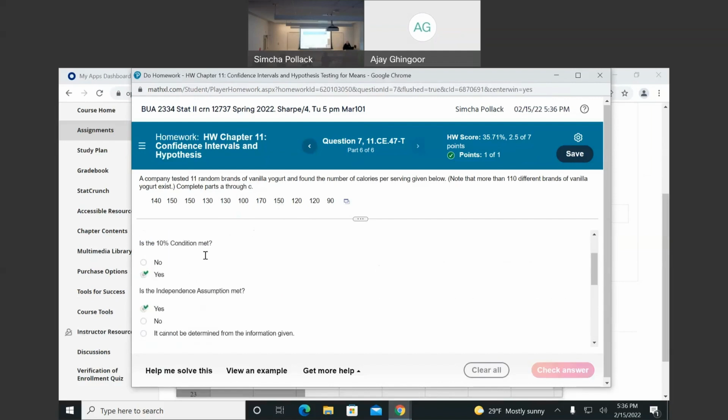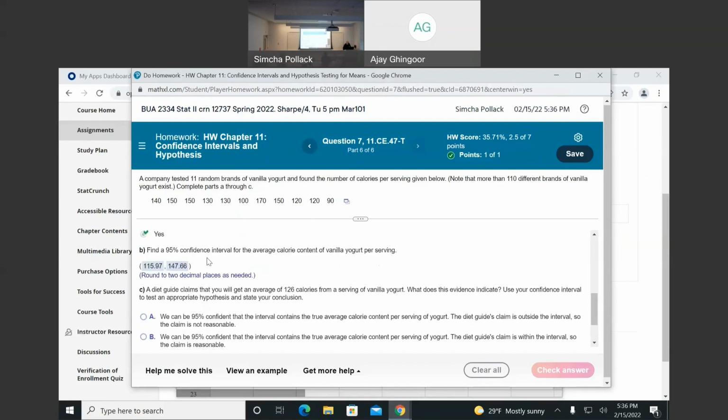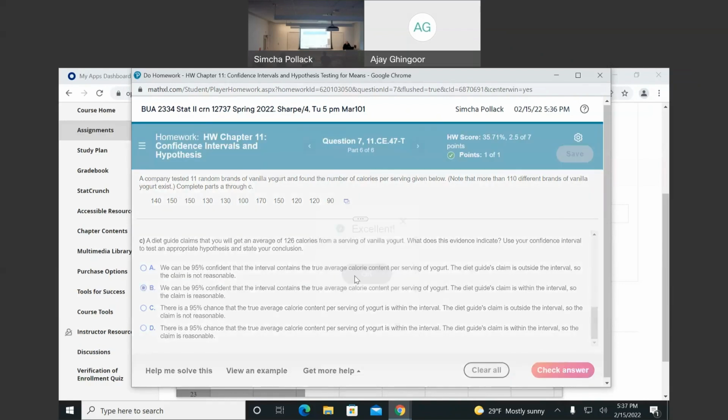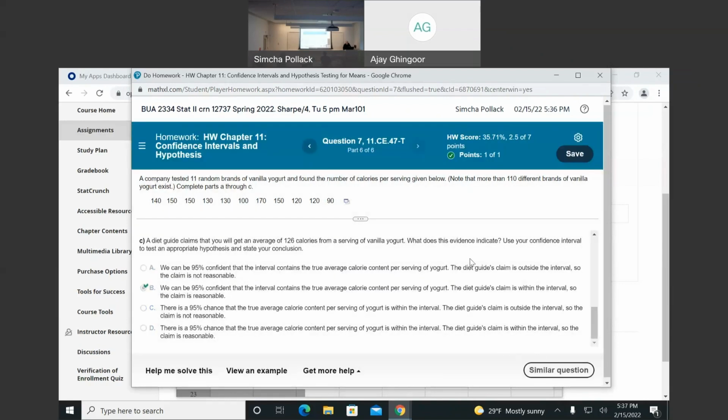The confidence interval we just had was 115 to 147. So the number they're asking about is in between those two numbers. That's the key. It means we can be 95% confident that the true average calorie count is in that range. But it's saying the diet claim is outside the interval. No, 126 is inside the interval, in between those two numbers. I think the answer is B. That's it.